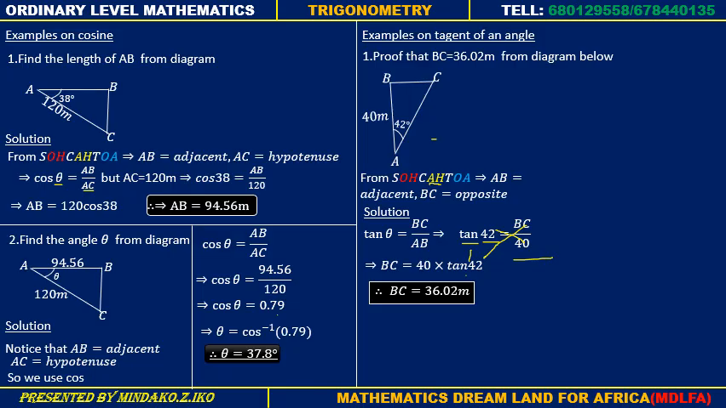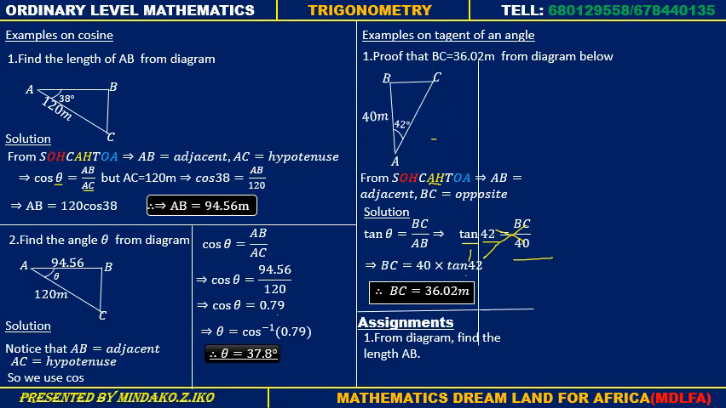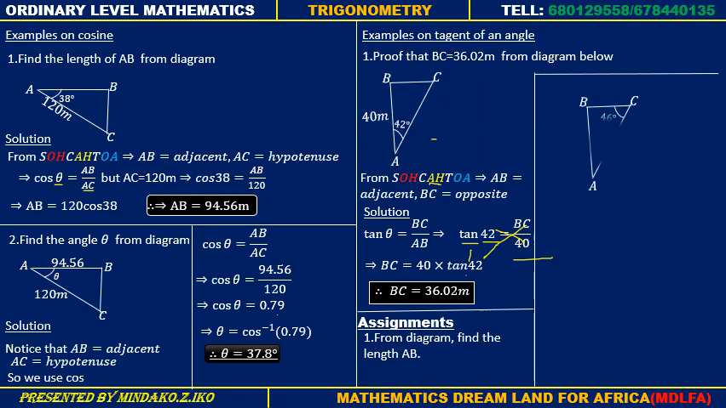So let's continue, please. I hope it is clear. Okay, so let me give some other assignments so that you can practice it. You know, mathematics is all about practice. So number 1, we have, from the diagram, find the length AB. This is the diagram displayed there, a triangle ABC. Now they're asking you for the length AB.